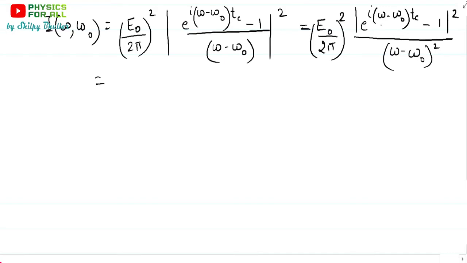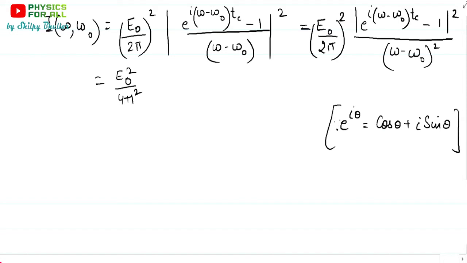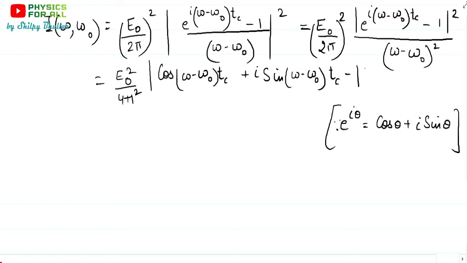Next, let's use trigonometry here. We have one trigonometry formula that e^(iota theta) is cos theta plus iota sine theta. We are going to use this here. E naught square upon 4 pi square, and here, if this is our theta, that means cos(omega minus omega naught)d_c plus iota sine(omega minus omega naught)d_c minus 1. And we have the square here, and in the denominator we have omega minus omega naught whole square.